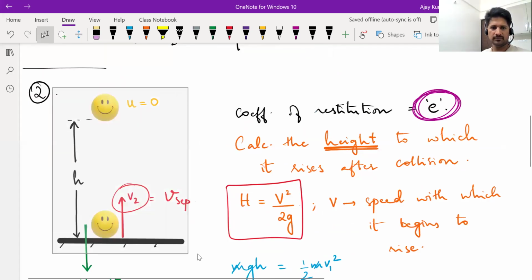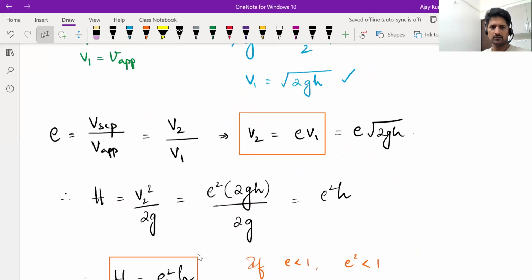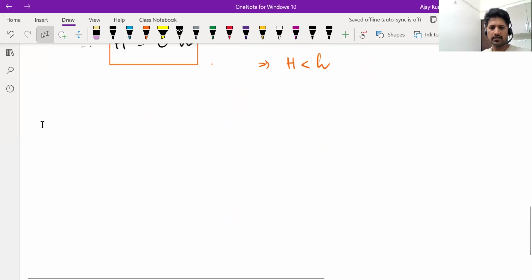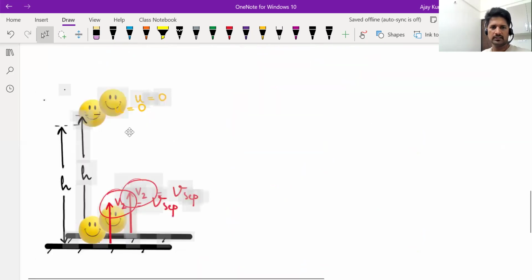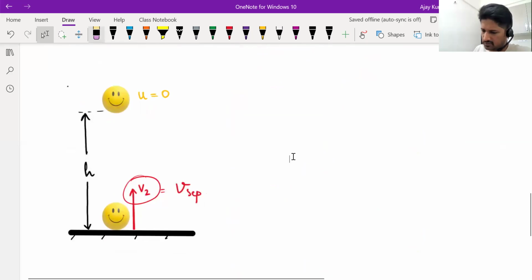So the first time this ball bounces off the ground, it rises to a height E squared h. Okay, we can visualize it like this.